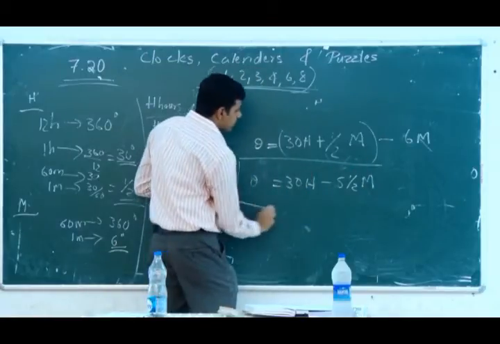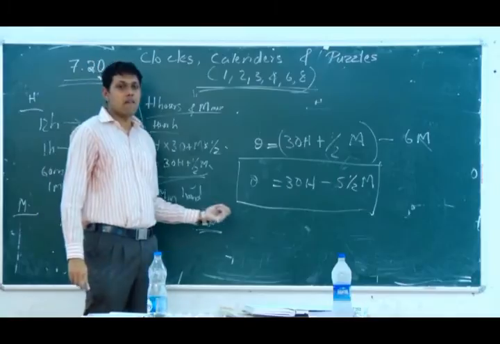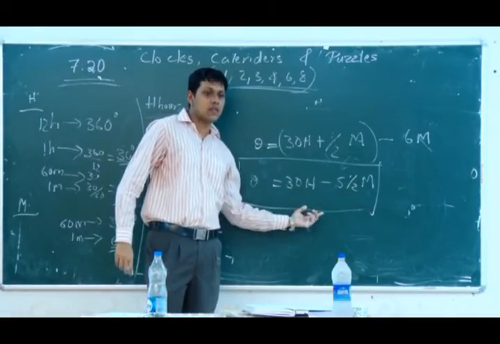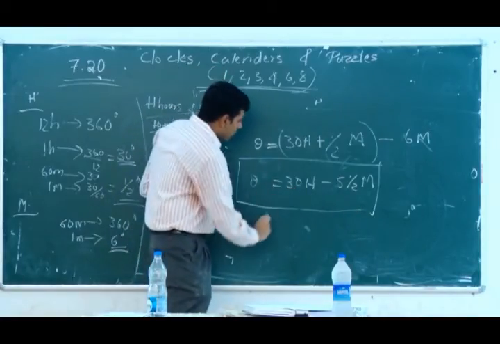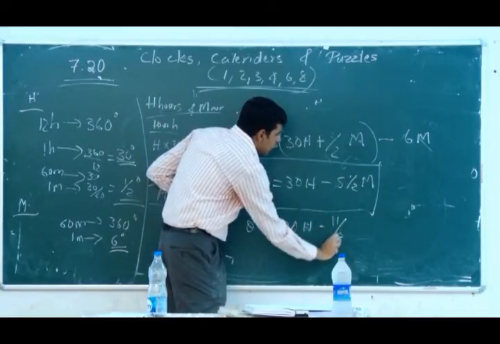This is the general expression for finding the angle between the hour hand and the minute hand for h hours and m minutes. You can substitute any value for h and m and you will get the answer for theta. This is an improper fraction. You can write this also as 30h minus 11 by 2 m.